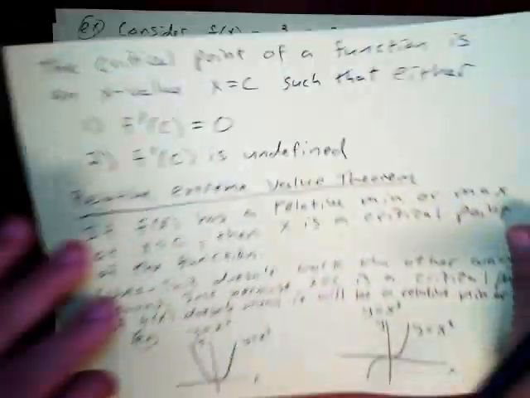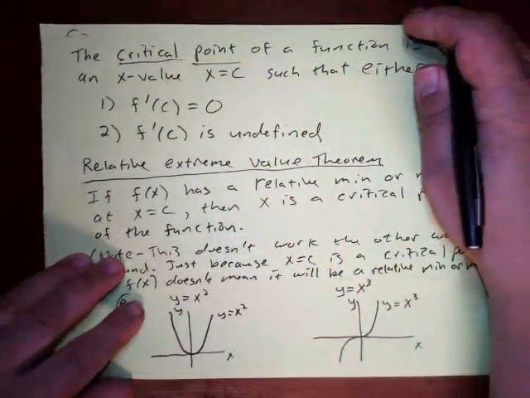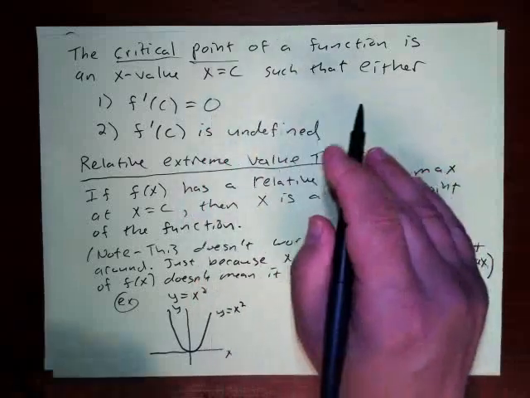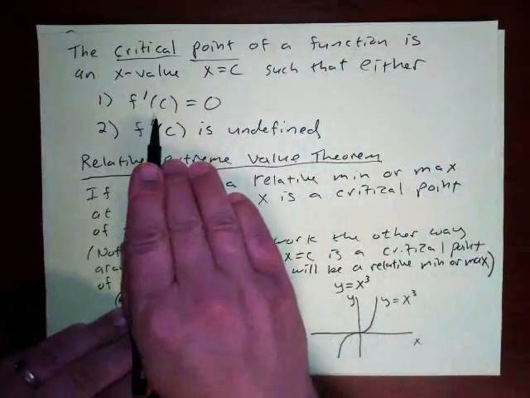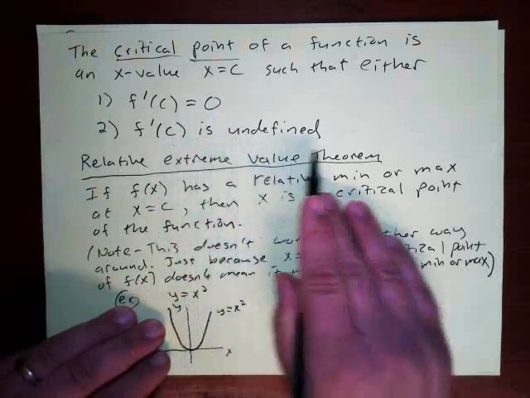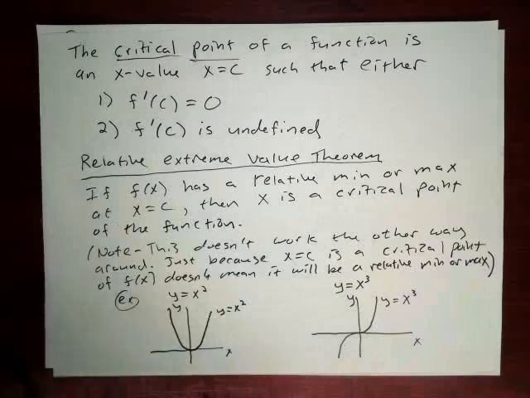So let's actually define this. Let's call it a critical point. A critical point of a function is an x value, x equals c, such that either the derivative at c is equal to 0 or the derivative is undefined, just like I said earlier. So if the derivative is equal to 0 at c or it's undefined at c, then c is a critical point.